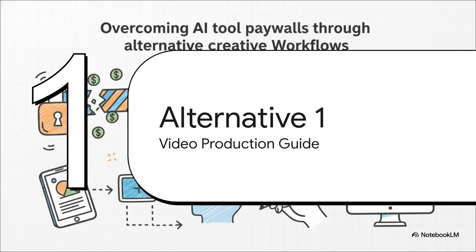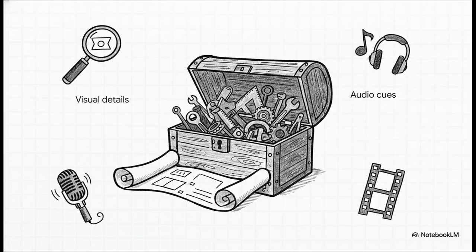Alternative number 1, the detailed video production guide. Instead of just handing you an automated video, the system offers a massive, and I mean massive, shift in strategy. It offers to build out this incredibly comprehensive document. We're talking a complete shot-by-shot breakdown for every single scene. Just imagine having the entire visual pacing mapped out for you before you even open an editor.